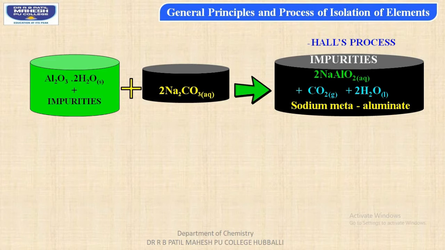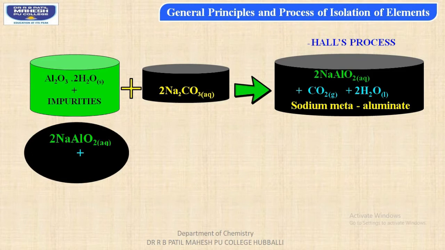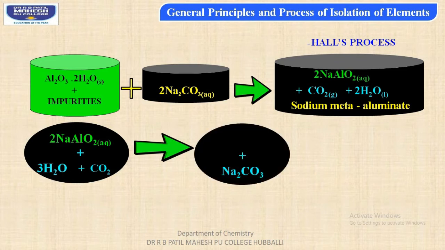Thus sodium meta-aluminate, which is soluble in water, can be very easily filtered off. Next, when the sodium meta-aluminate filtrate is treated with plenty of water in the presence of carbon dioxide, it forms aluminium hydroxide, a white precipitate, along with sodium carbonate. Sodium carbonate is water soluble, so you get only one precipitate, aluminium hydroxide.